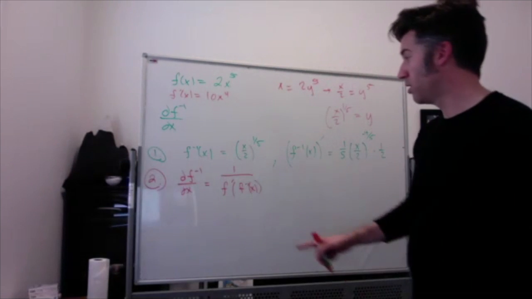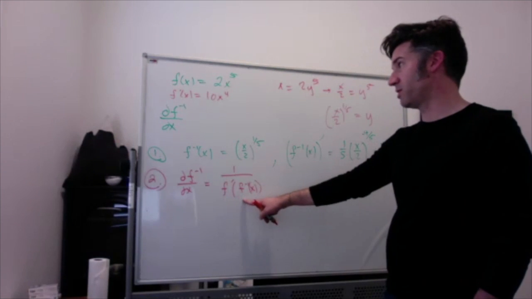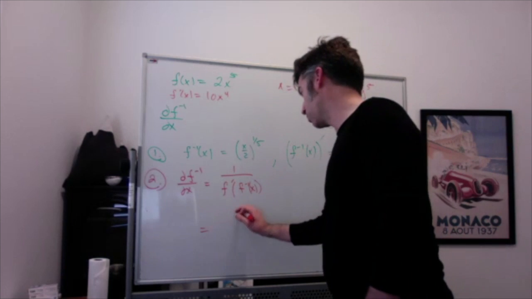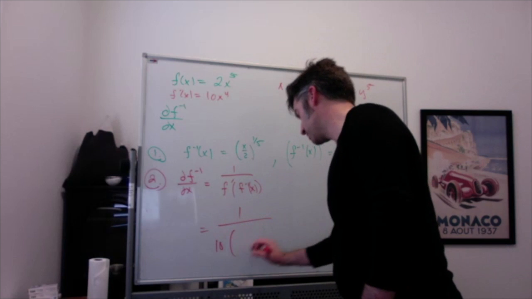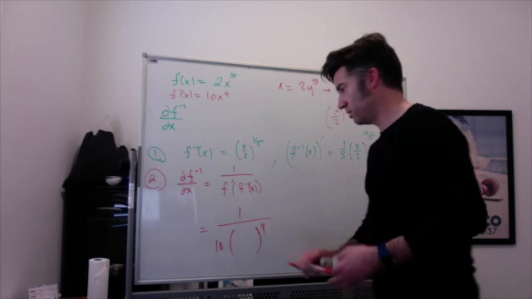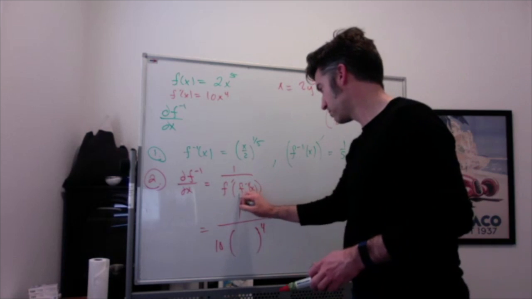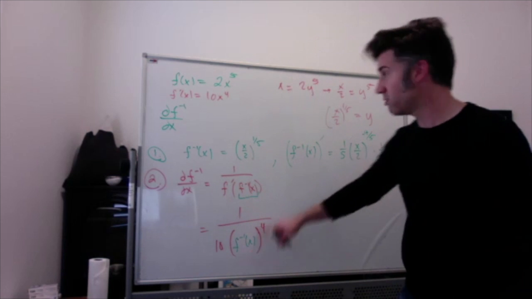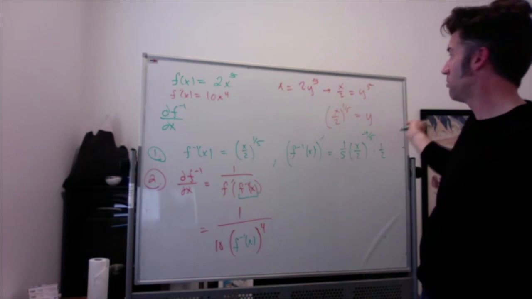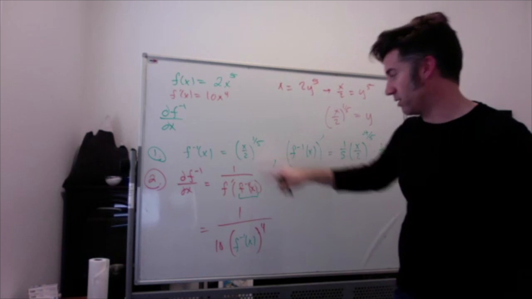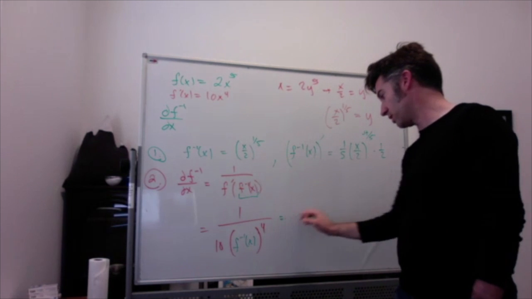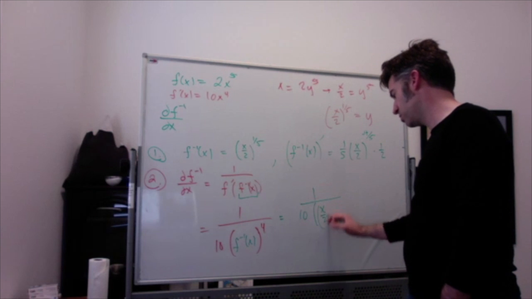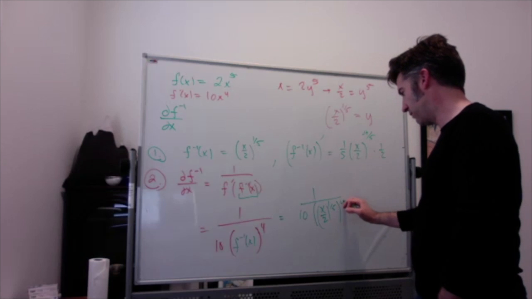So 1 over f prime of f inverse, instead of being 1 over 10x to the 4th, it's going to be 1 over 10 times my stuff to the 4th. But we know what f inverse is. It's right there. It's x over 2 to the 1/5 power. So you get 1 over 10 times x over 2 to the 1/5 to the 4th.